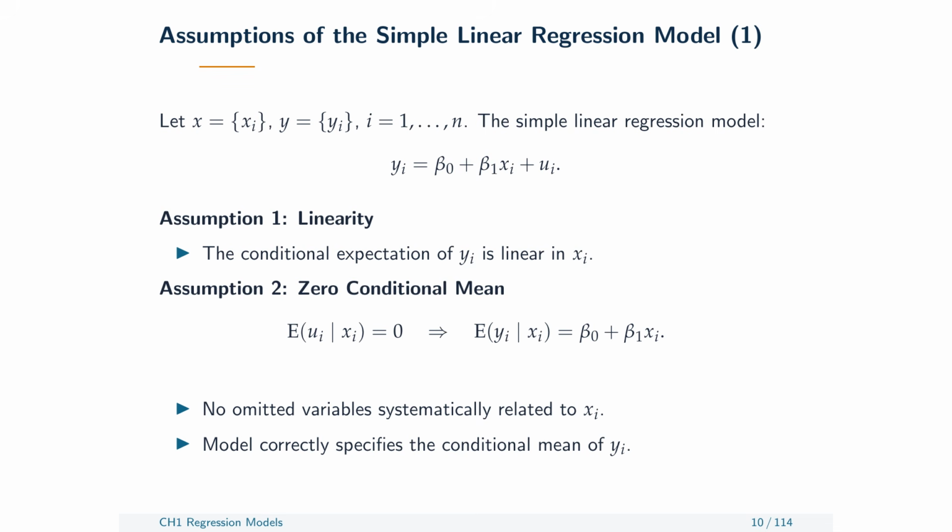Zero conditional mean can fail when an omitted determinant of y is systematically related to x. For example, a wage regression using education alone may place ability, family background, or local opportunity in the error.